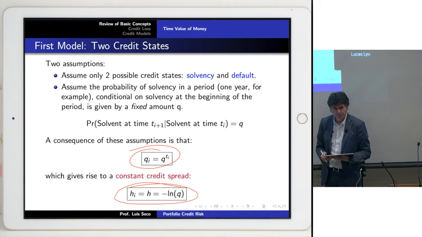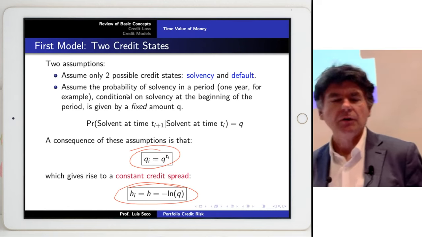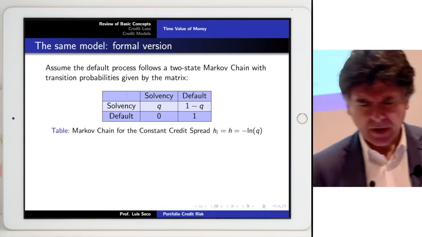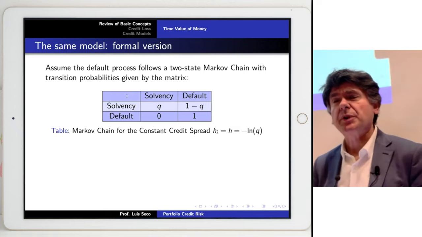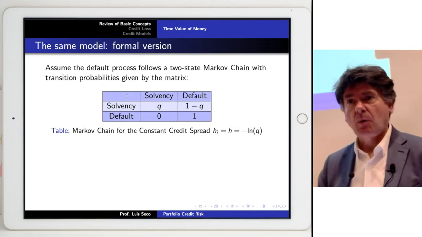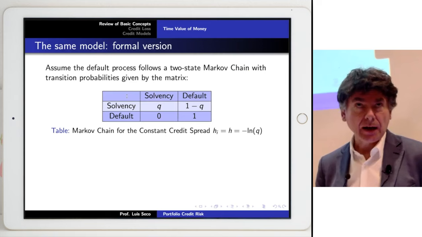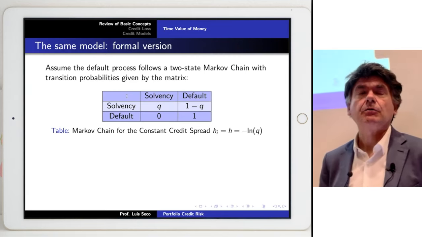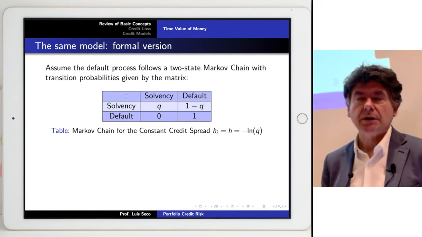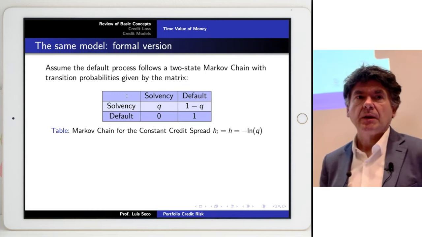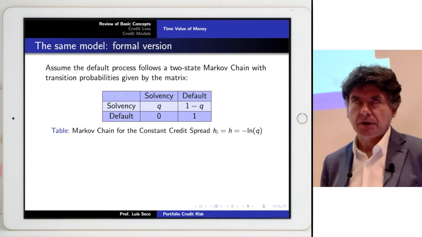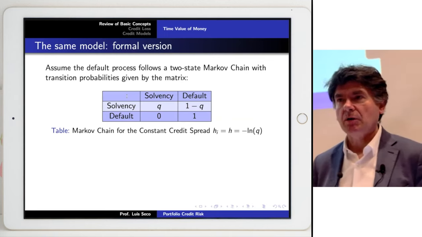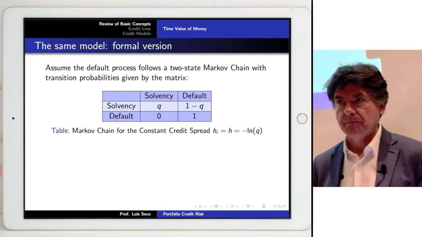Is that interesting? It's very interesting. You see why. It's very interesting. Let me express that differently. What I described earlier is exactly the same as to say that the credit quality or the probability of solvency is given by a two-state Markov process.